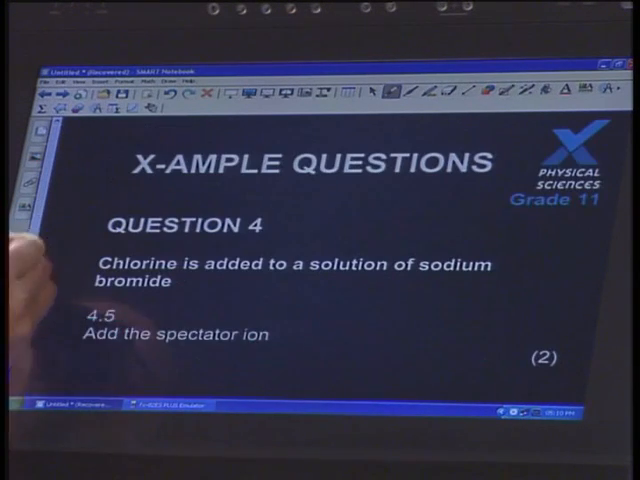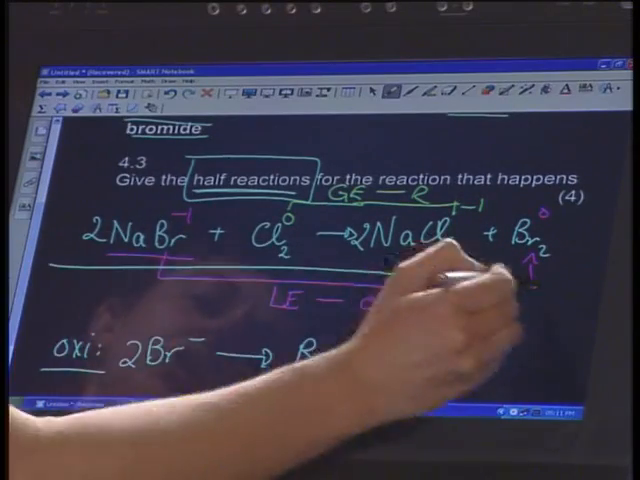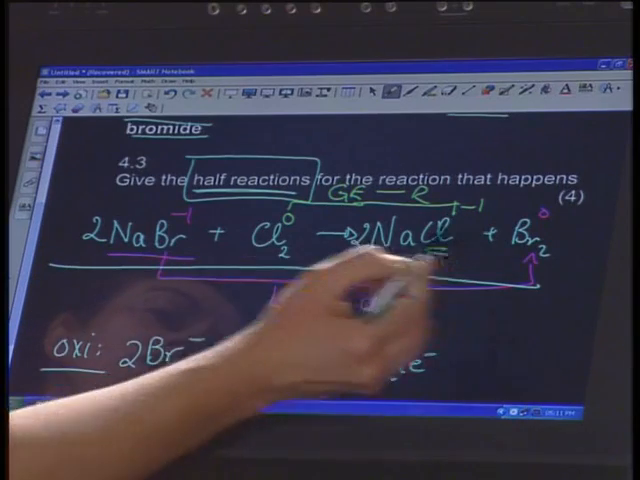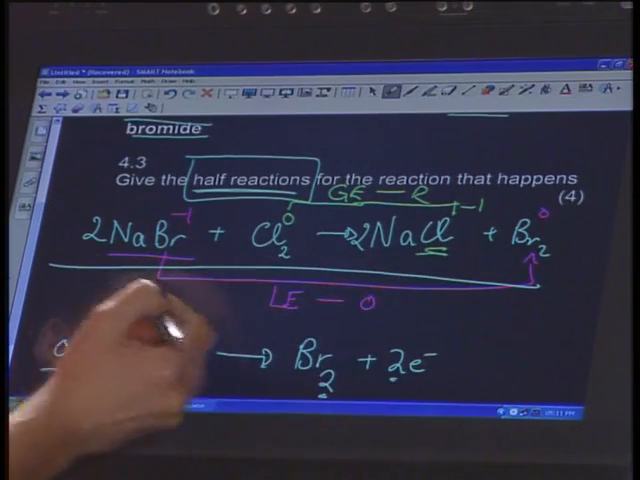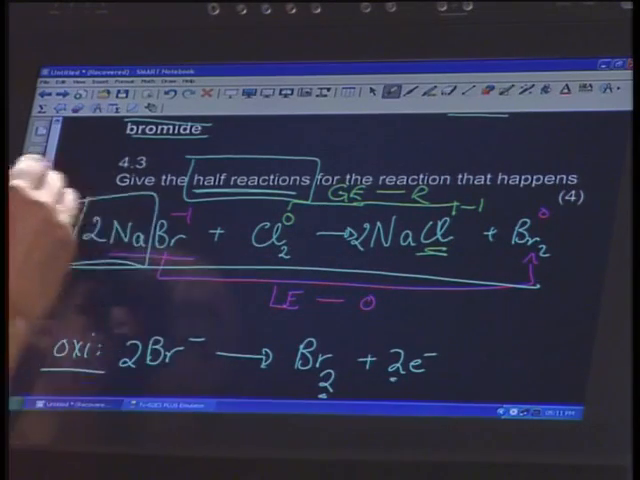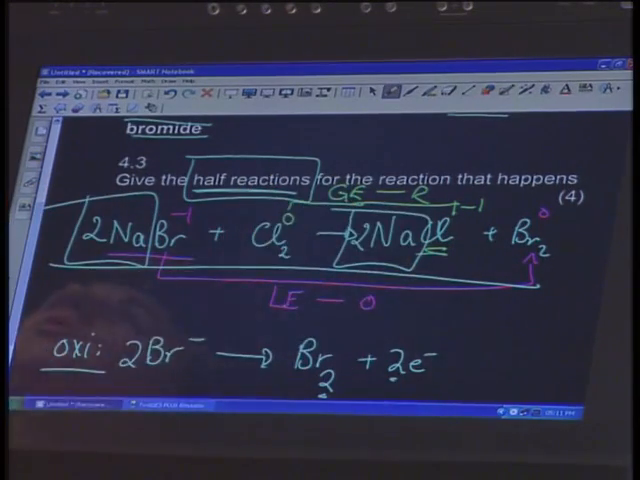Question 4.5, last question. They want us to identify the spectator ion. Spectator ion is the one that didn't take part in any of this. The oxidation number remained the same. And if you go back to the original equation that we had over there for 4.3 that I wrote down for you, if you look over here, the only change that occurred was between chlorine and bromine. Your sodium over here just stood there and observed the reaction taking place around it.